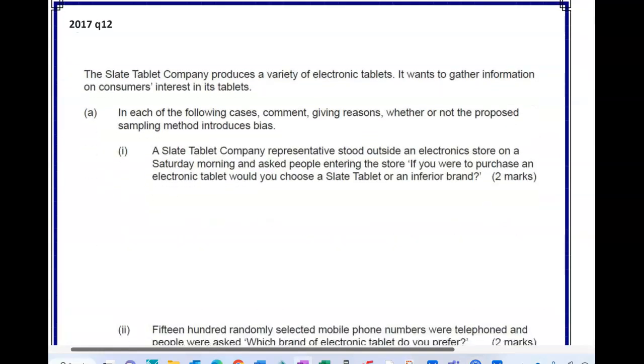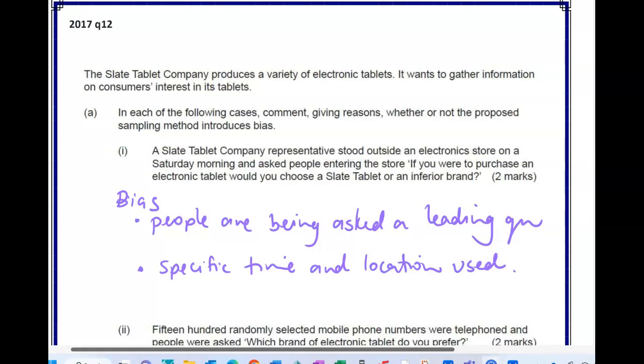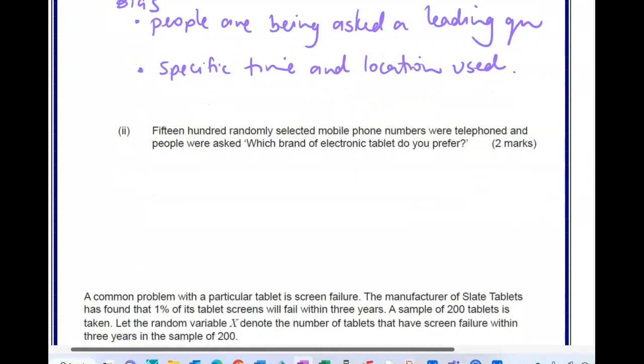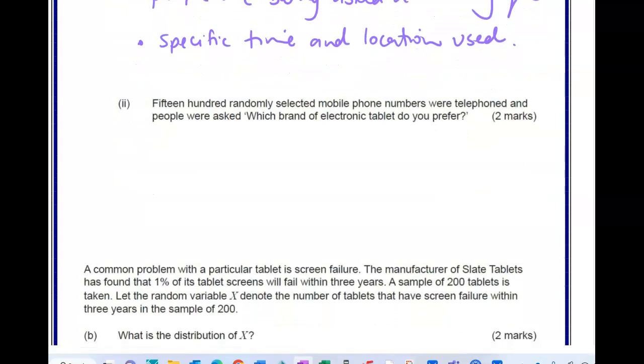Next one, the mark allocation. Here, you have to say it's biased with a reason, and then the second mark is the second reason. You've got to give 2 reasons there, and the 2 reasons are fairly obvious. And then similarly with the next one. It's unbiased, it's better.